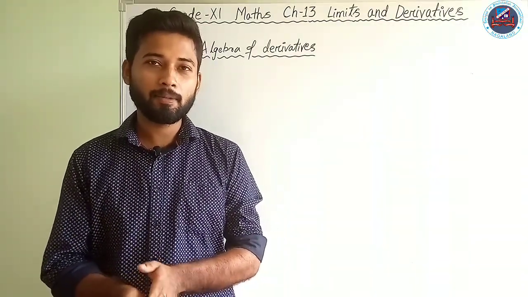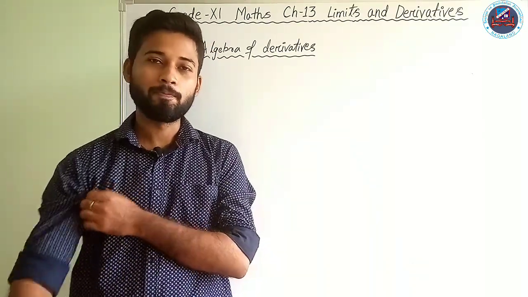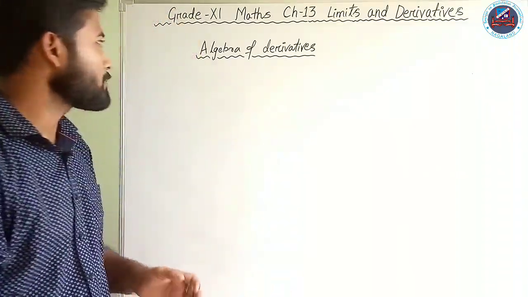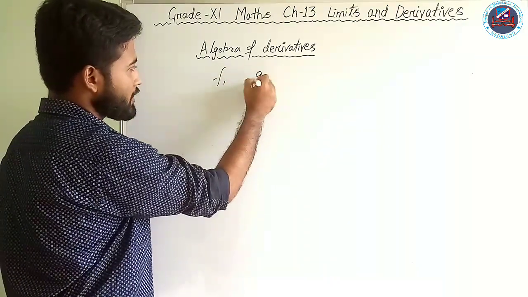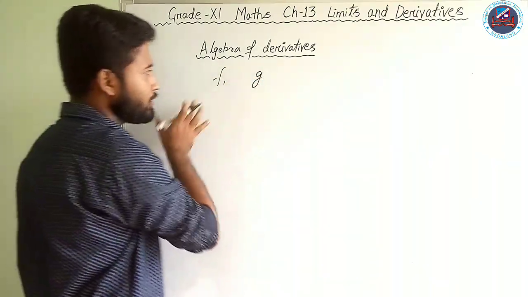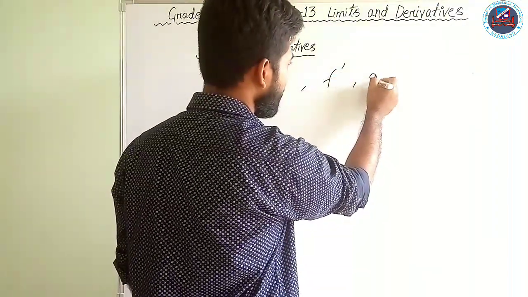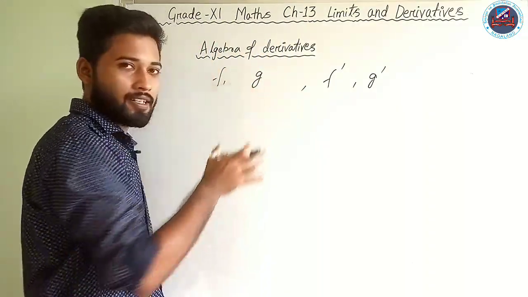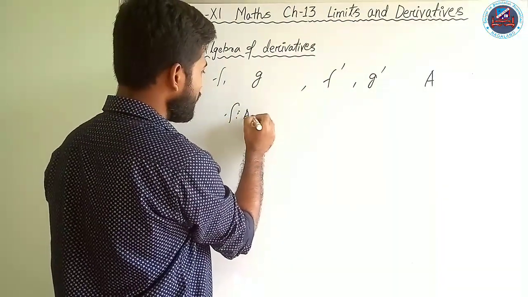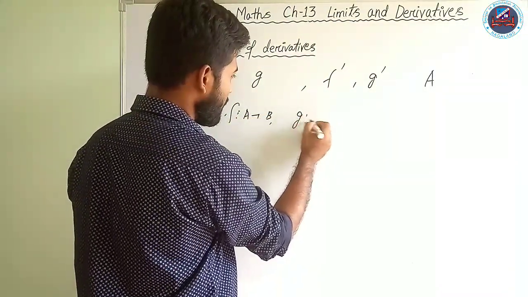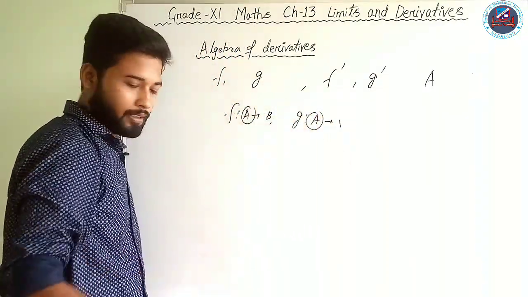So here we shall study about the algebra of limits and a few theorems, and then we shall solve exercise 13.2. So let us see the first thing, there is algebra of derivatives. To define algebra of derivatives we need two functions, f and g, and we shall assume that their derivative exists, that is we can find f dash and g dash. And these two functions are defined on a common domain. So if f is a function from a to b, then g will also be a function from a to something, that is the domain should be same, fine.